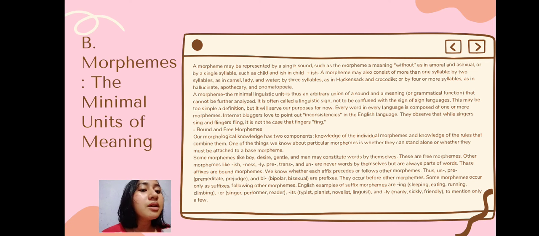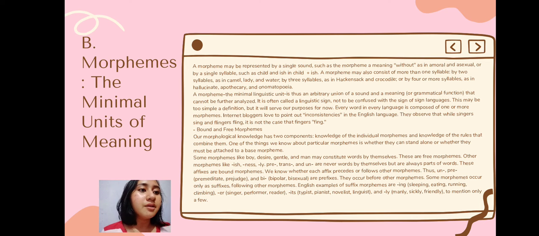A morpheme, the minimal linguistic unit, is thus an arbitrary union of a sound and meaning or grammatical function that cannot be further analyzed. It is often called a linguistic sign, not to be confused with the sign of sign language. This may be too simple a definition, but it will serve our purpose for now. Every word in every language is composed of one or more morphemes. Internet bloggers love to point out inconsistencies in the English language. They observe that while singers sing and flingers fling, it is not the case that fingers fing.